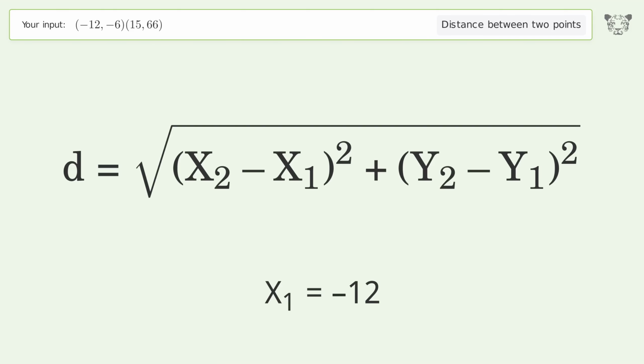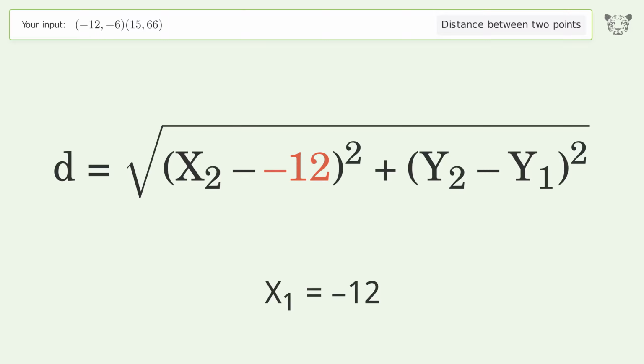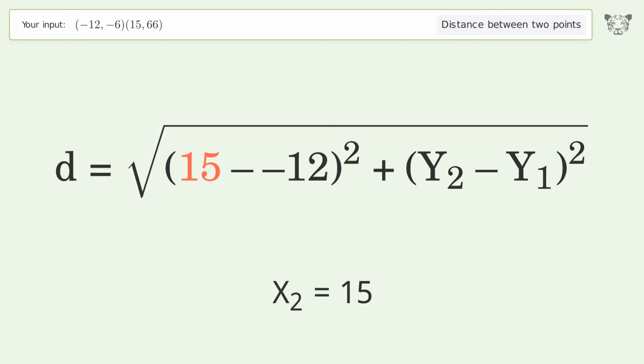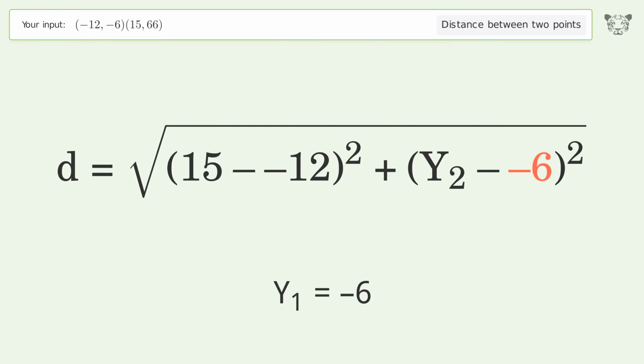x1 equals -12. x2 equals 15. y1 equals -6. y2 equals 66.